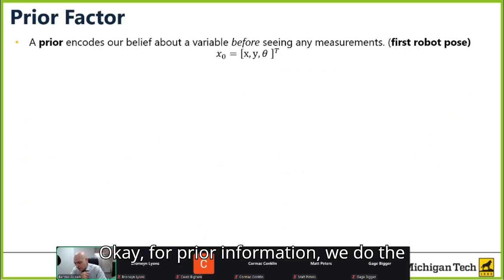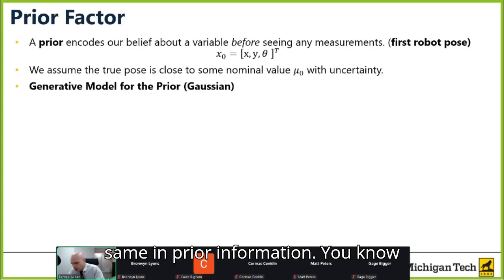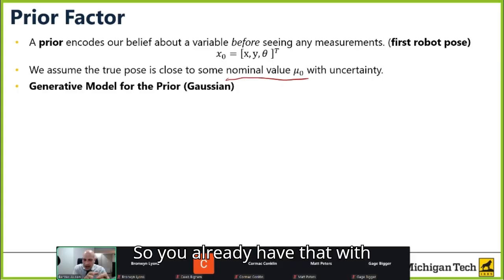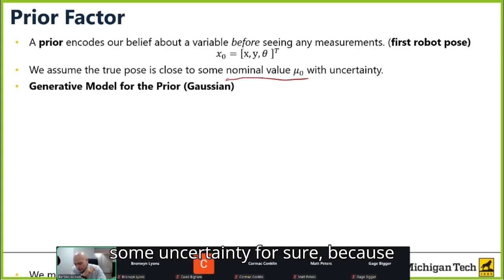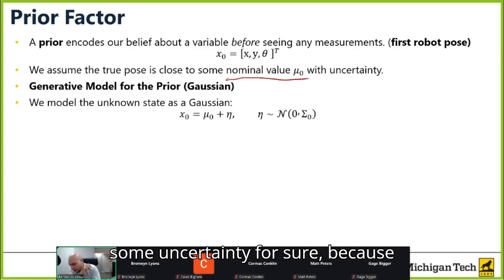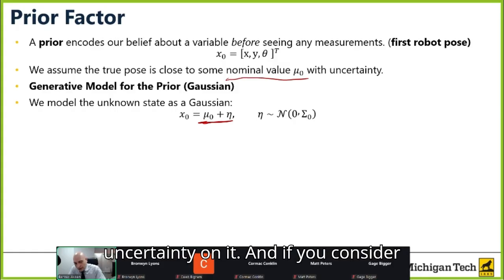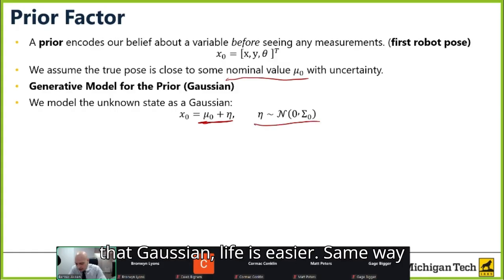Okay, for prior information, we do the same. In prior information, you know some nominal value. For example, if you know the starting position is x, you already have that with some uncertainty for sure, because this mu is also not certain. It has some noise on it. It has some uncertainty on it. If you consider that Gaussian, life is easier.